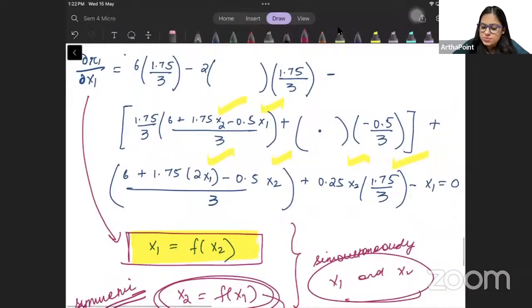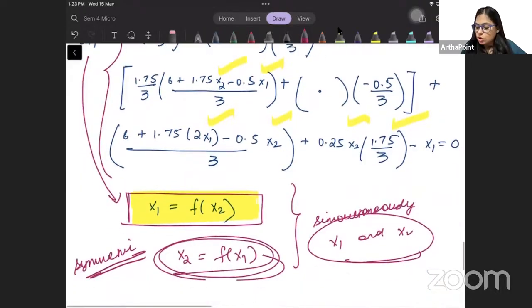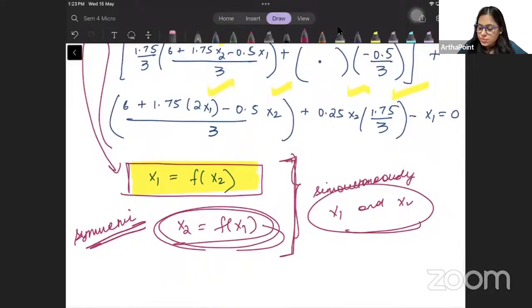I have just solved this profit function. यहां से आपको x1 as a function of x2 मिलेगा. Firm 2 के लिए you just have to replace x2 with x1 and x1 with x2. You will get two equations. You need to just solve these two equations.